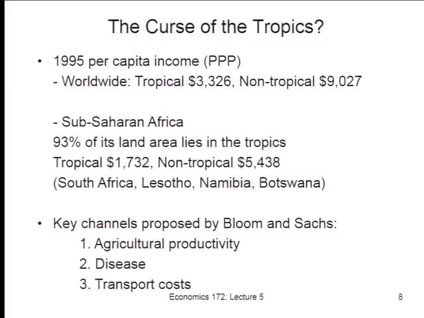We talked about the Bloom and Sachs 1998 article and the different channels they proposed for why tropical Africa in particular is so poor. That's really the motivation behind their piece. They talked about agricultural productivity, disease, and transport costs. We got quite a bit of the way through agricultural productivity last time. We'll continue today, and then we'll discuss disease and transport costs. Then we're going to turn back to health and disease for a few weeks, because there are a lot of different topics within health that we're going to talk about.